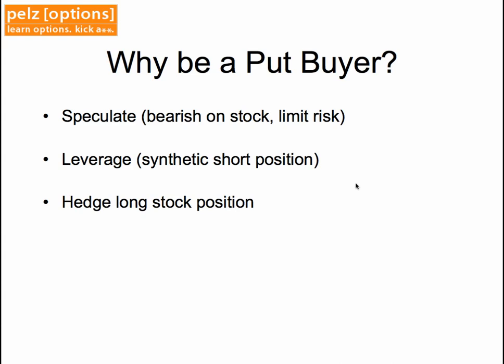Another reason is leverage. Options are leveraged instruments. One option equals 100 shares usually. And basically you can create a synthetic short position, a leveraged one. So say for example you bought deep in the money puts. That's almost equivalent to shorting outright the shares, but it's requiring less capital down because it's a long position.